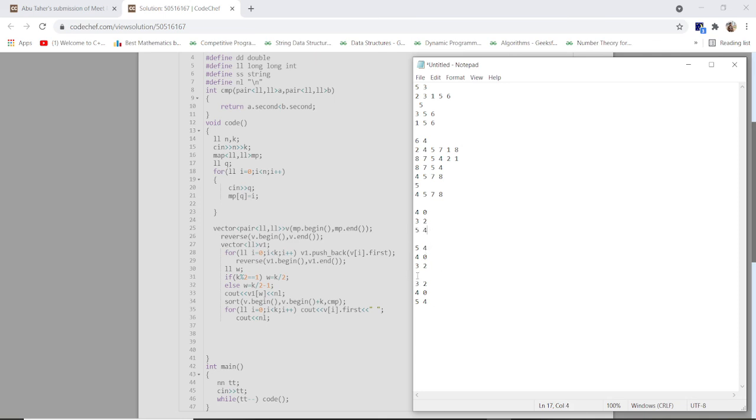I hope you guys get the point. I sort this vector according to the second part, and after that I print them. If I sort this vector by the index values, it will automatically be in sequential form. Then I print them: 4 3 5, and in this case the answer will be 4 and 4 3 5. I hope you guys get the point.